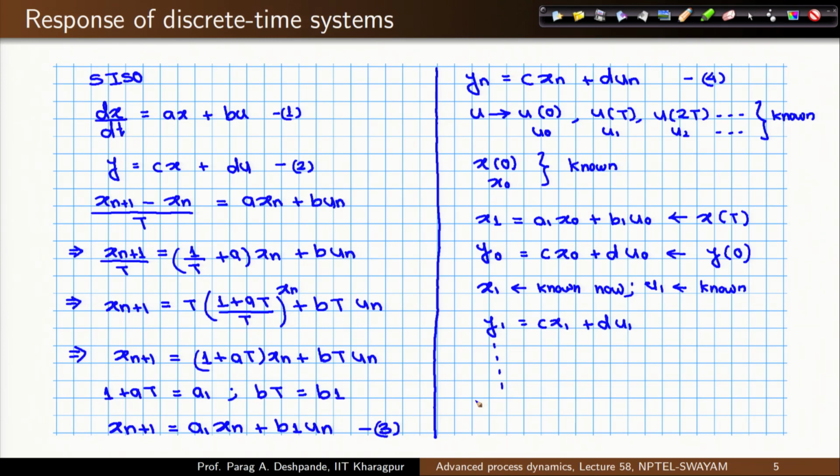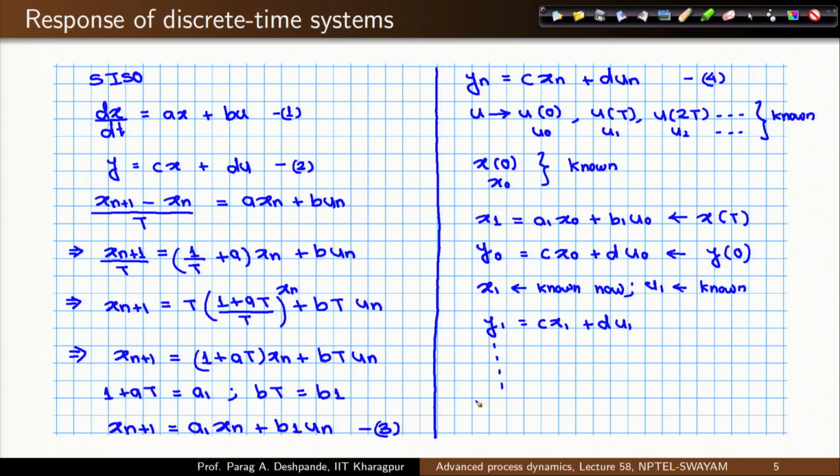So, the basic method is that you start with the dynamical equation and discretize it. What we learnt, from equation number 3, is that the value of the dynamical variable at the next instant of time can be known from the value of the dynamical variable and the forcing function at the current instant of time. So, x n plus 1 would be a 1 x n plus b 1 u n.